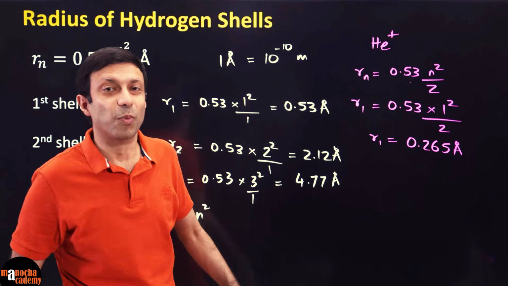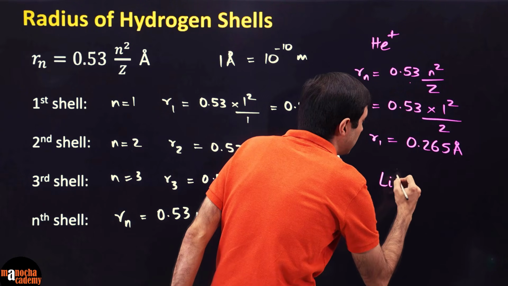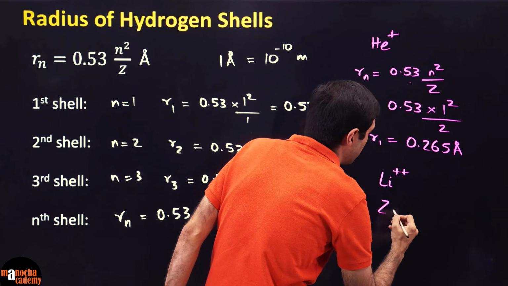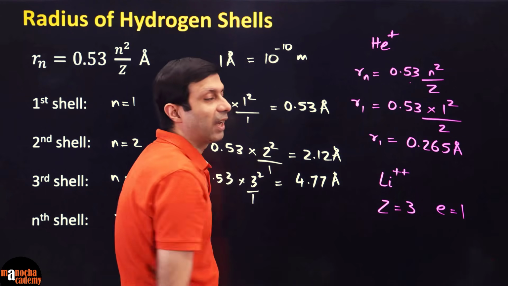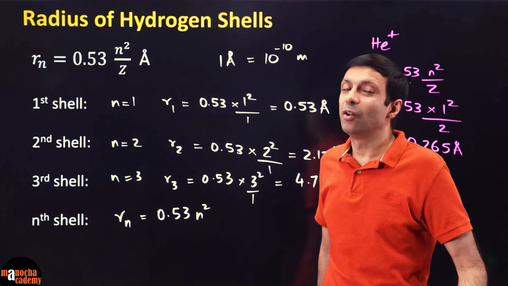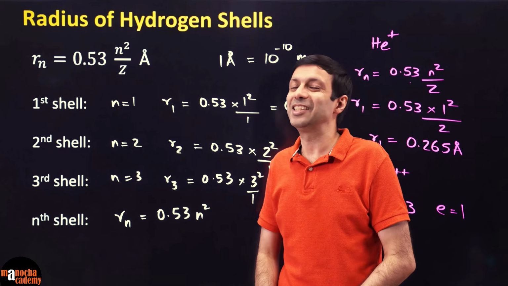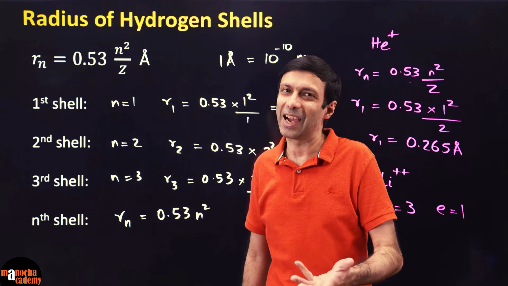So see, you can use Bohr's model for He plus, or you can also use it for lithium plus plus, because once again, you substitute Z equal to 3, but the number of electrons is 1. So it is valid for these single electron species. This is a very useful formula where we can work out the radius of the electron shell, and this is the shortcut trick: 0.53 n square by Z angstrom.